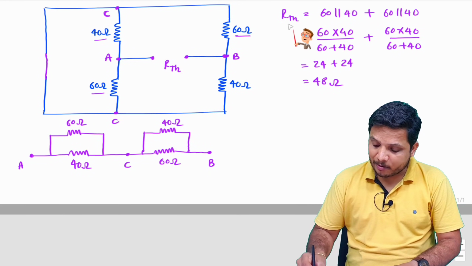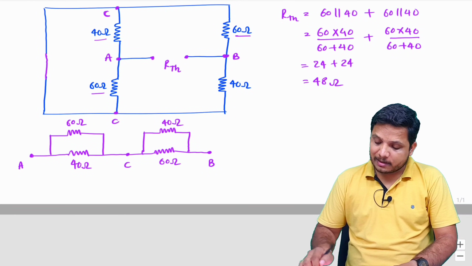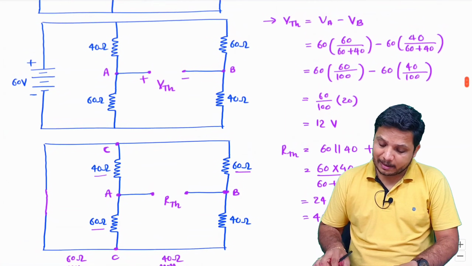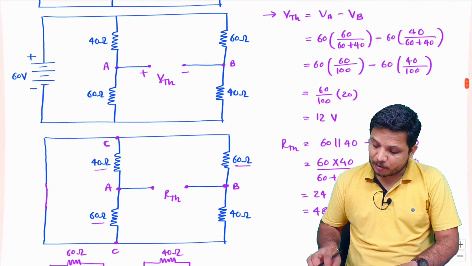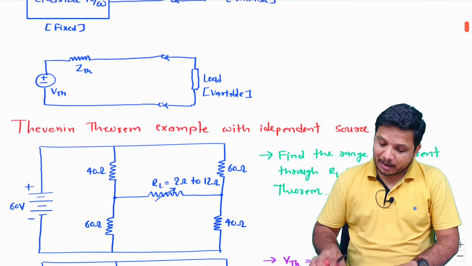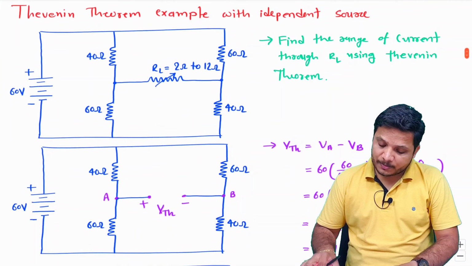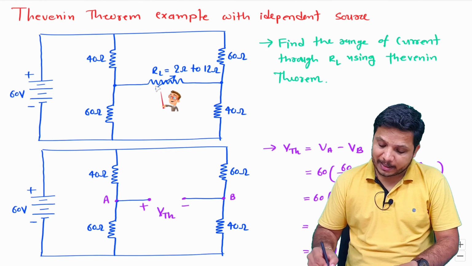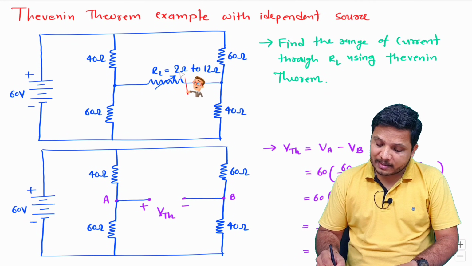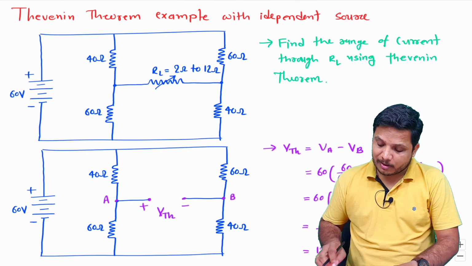So now we have the value of RTH, that is 48 ohm, and we have already calculated VTH, that is 12 volt, right. Now if you observe here, our question is the range of current through RL using Thevenin's theorem, where RL is changing from 2 ohm to 12 ohm, right.